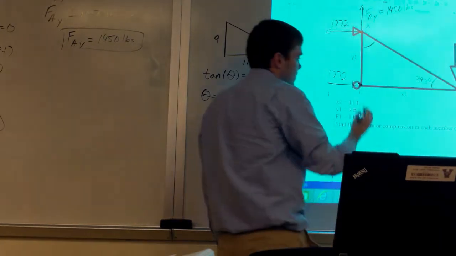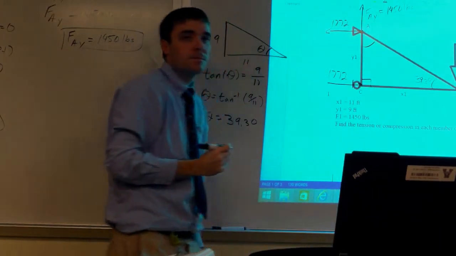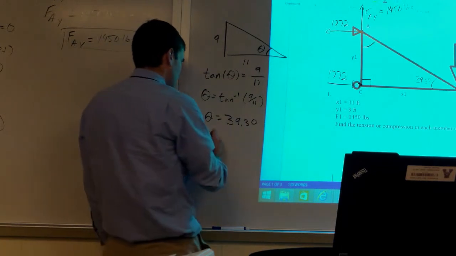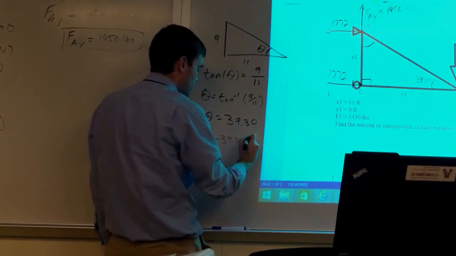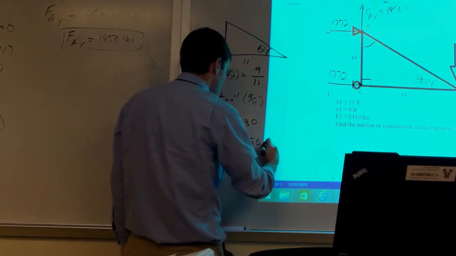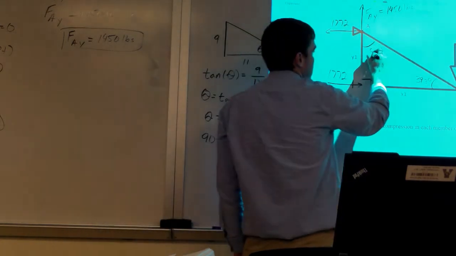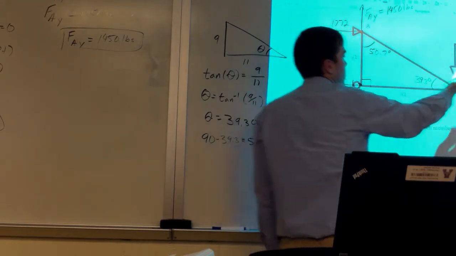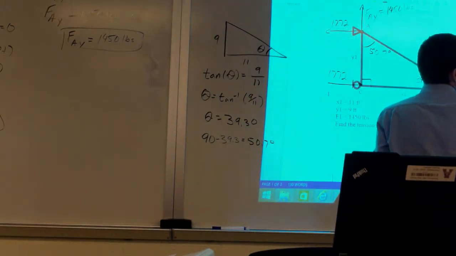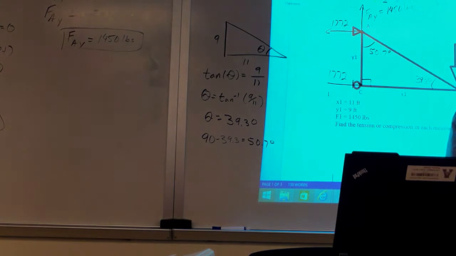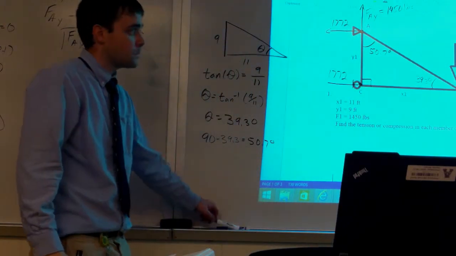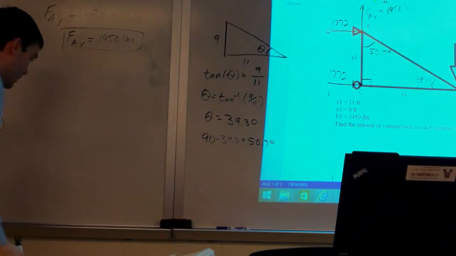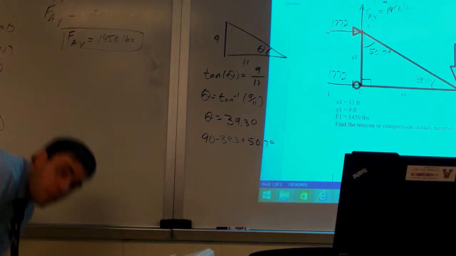How can we find that angle, since this is a right angle here? 90 minus 39.3, and that's 50.7 degrees. This is 50.7, this is 39.3, that's a right angle again. Alright, question on anything we just did?